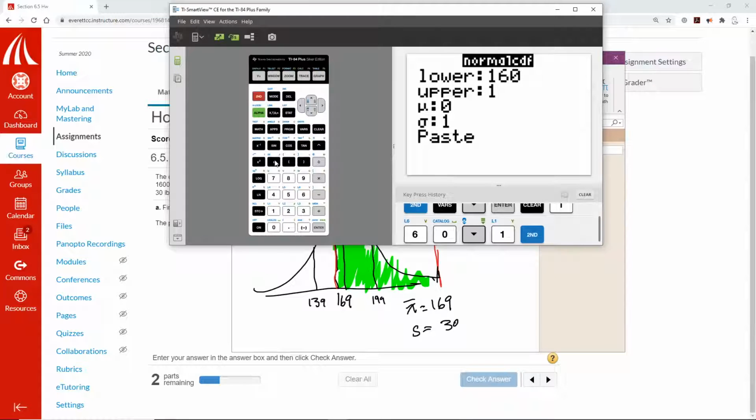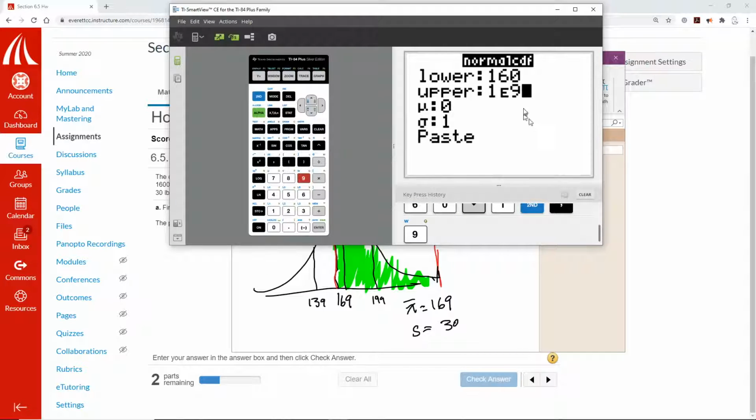That's 1 e to the 9. That's kind of overkill. Actually, 1,000 would have done it. 10,000, yeah, it definitely would have done it. It's all going to be the same. Now, the mean is 169. And I also have to put in the standard deviation.